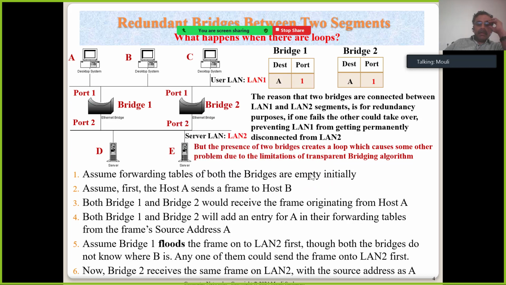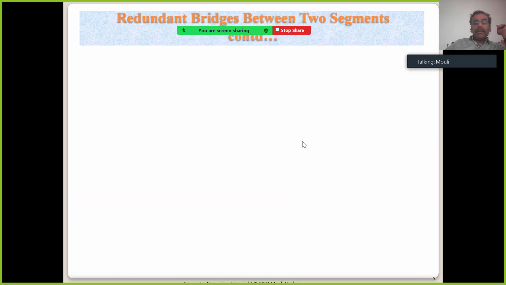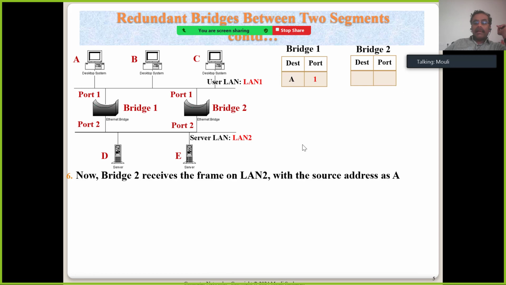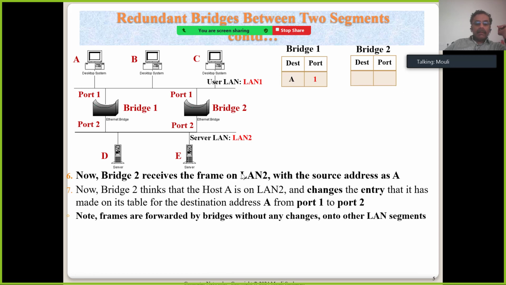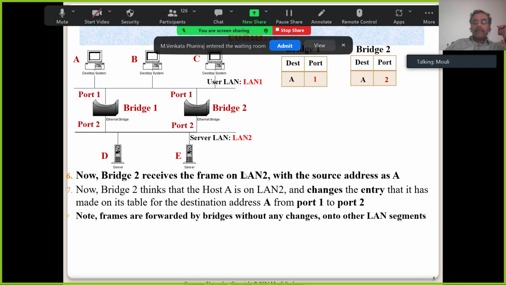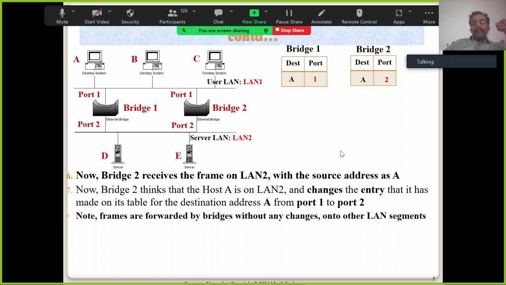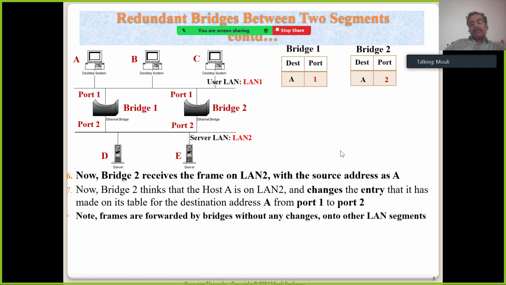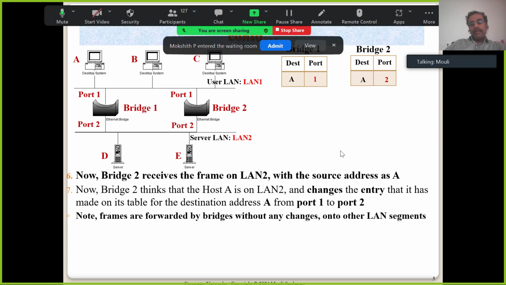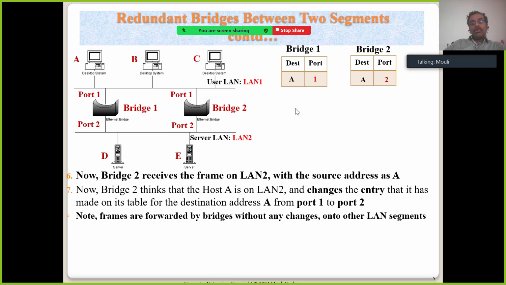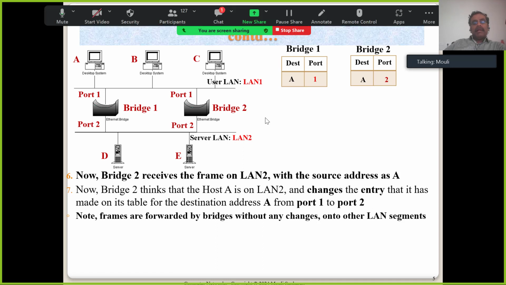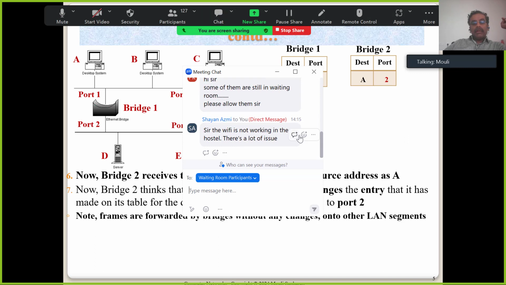Now I'll tell you that scenario I have given in this slide. Imagine a situation wherein the entries are different. One bridge assumes that host A is on port 1, and the other bridge is assuming that host A is on port 2 of it. Port 1 is on the same side of both the bridges. Now this issue will be a problem.